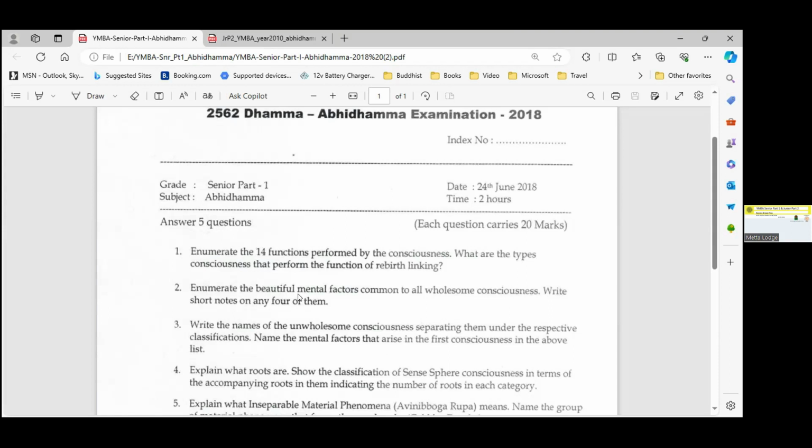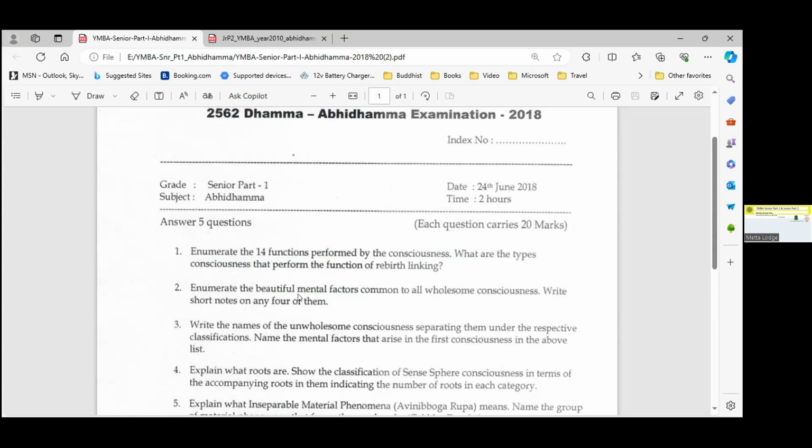14 is Kaya Kammannata, adaptability of mental factors. 15 is Citta Kammannata, adaptability of the mind. 16 is Kaya Pagunnata, proficiency of the mental factors. 17 is Citta Pagunnata, proficiency of the mind.